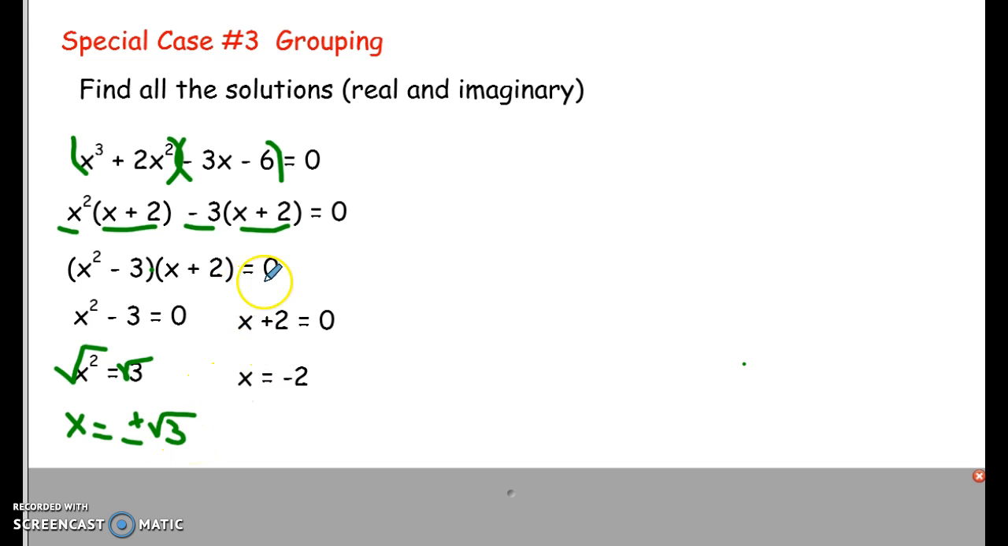And then on the other one, we just subtract 2 from both sides, and so we get an answer of x equals negative 2. So our three answers are plus or minus square root of 3, and then x equals negative 2.